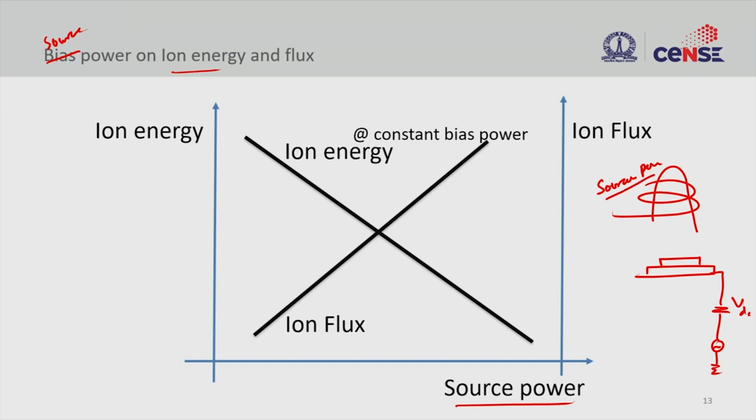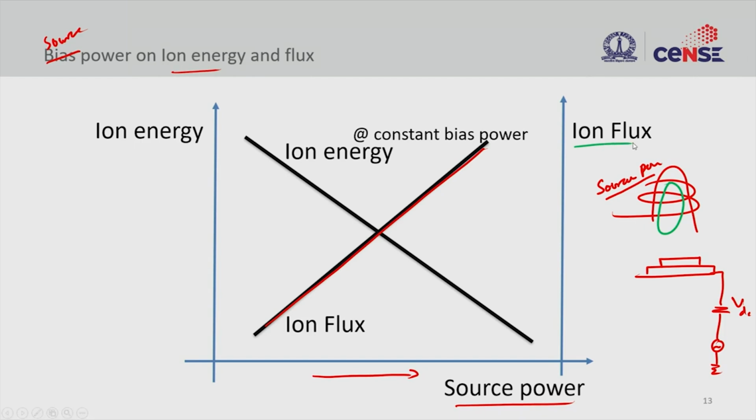That means I'm going to change the plasma itself, right? So when I increase the source power, what will happen? The ion flux will increase because I have more collisions now. I'm increasing the density of the plasma, and that is how you increase the plasma density, and that is going to affect our ion flux. So the ion flux will be affected.